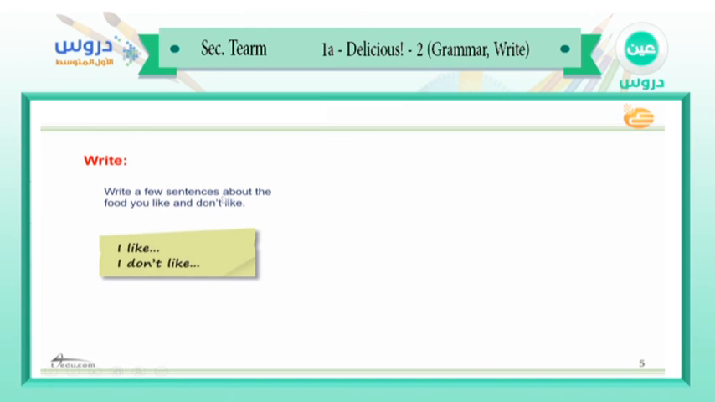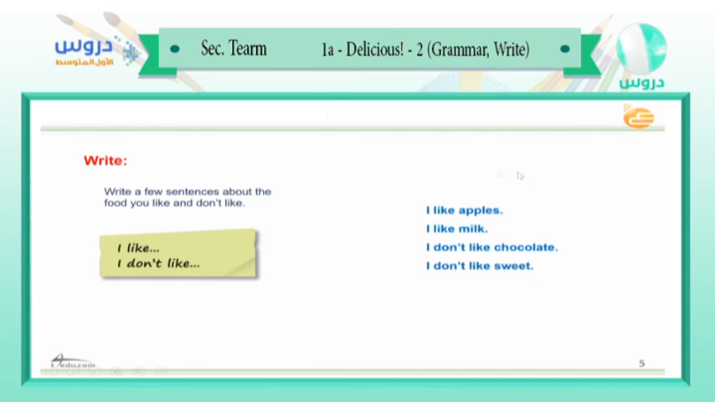Write a few sentences about the food you like and you don't like. For example, you have to say I like, I don't like. For example, I like apples. I like milk. I don't like chocolate. I hate chocolate. I don't like sweets.